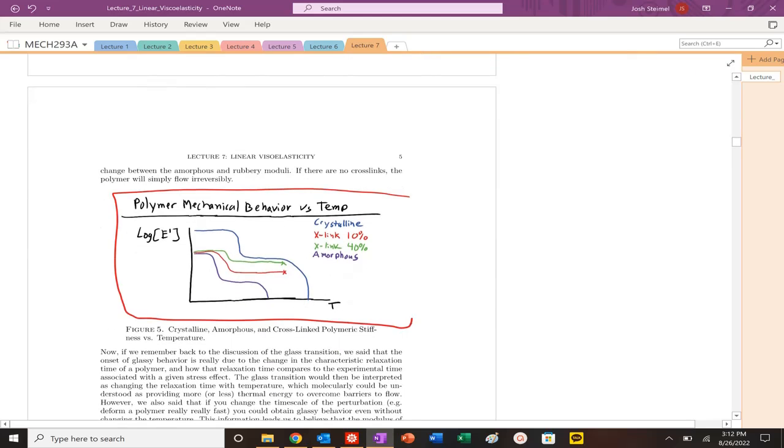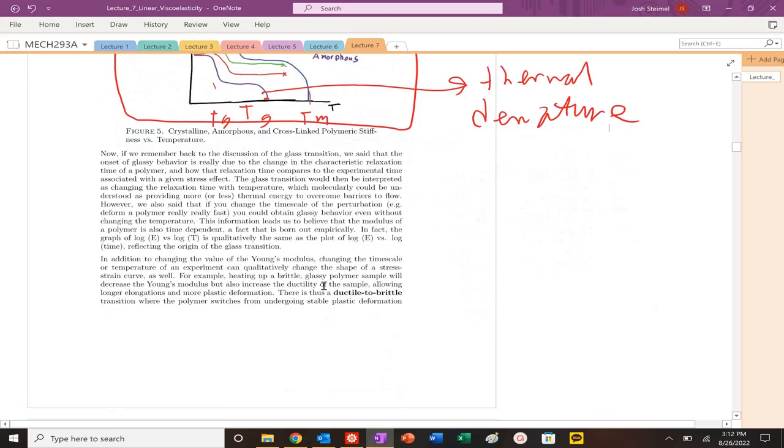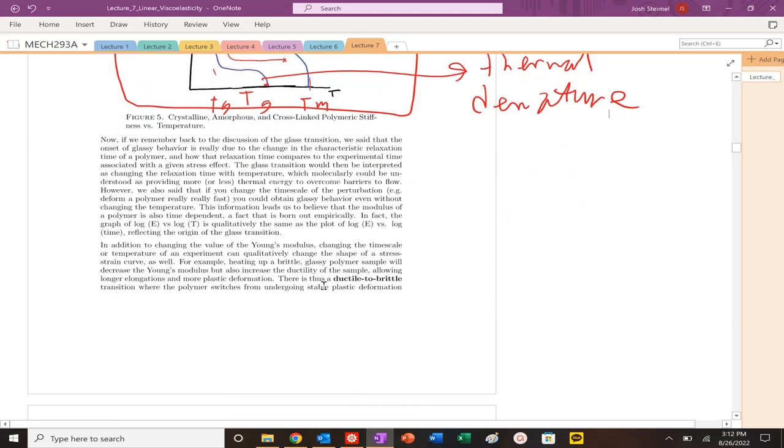You can see some more plots. There's some very unique aspects. If you're a crystalline material, you'll have a Tm. If you're a cross-linked material or amorphous material, amorphous materials will just have a Tg. Most cross-links will not exhibit that melting. Instead, it drops almost nothing because you're thermally denatured. So it'll flow essentially like a liquid, but it's not a melting transition, so to speak. So that's one of the key things here.